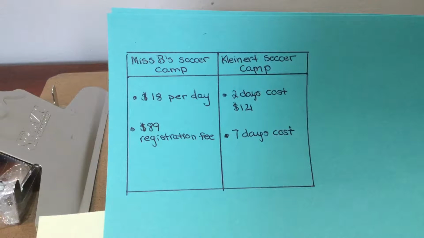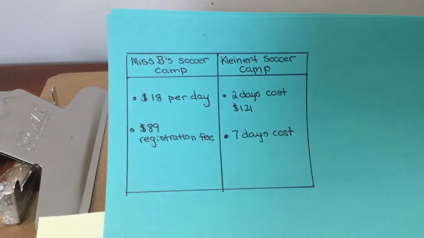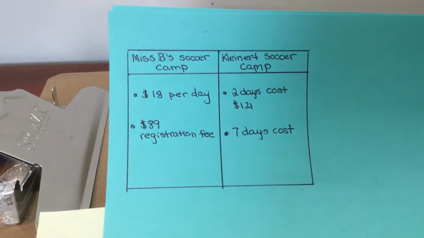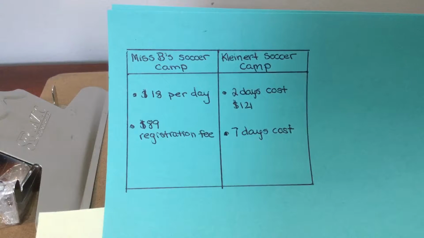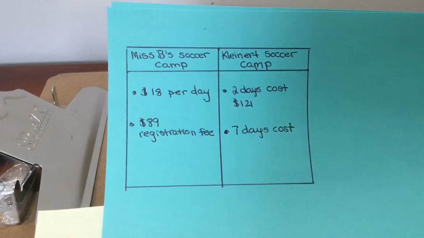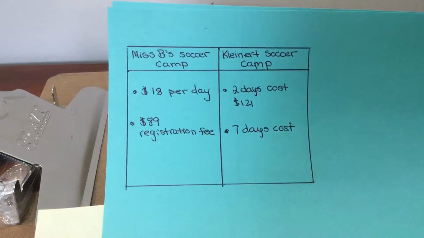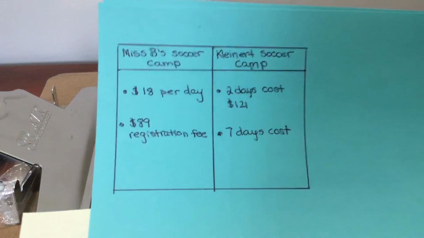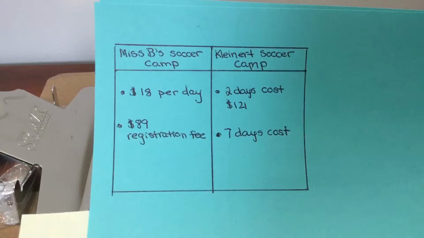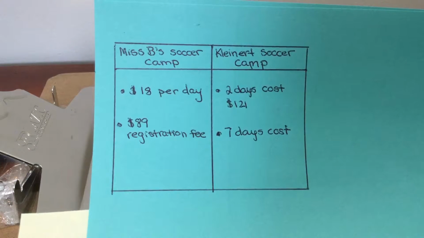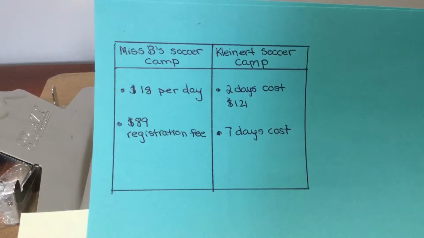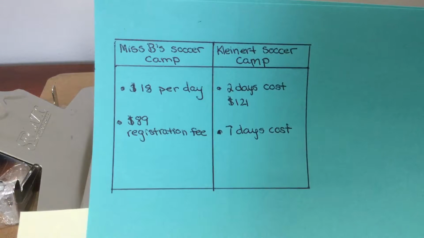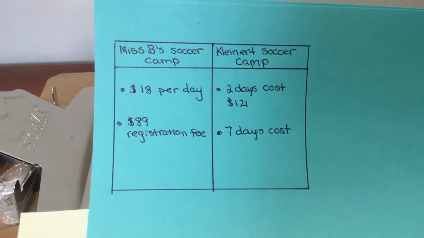Because when I'm looking at this, the first one for my camp, which automatically I think is the best, it says that it's $18 per day. Well, right there, we have an initial value. But Dr. Kleinert's isn't set up the same way. So, okay, we've got Miss B's here. It's $18 per day. Oh, I'm sorry, that is not our initial value. That is our rate of change. But then we have a registration fee of $89.